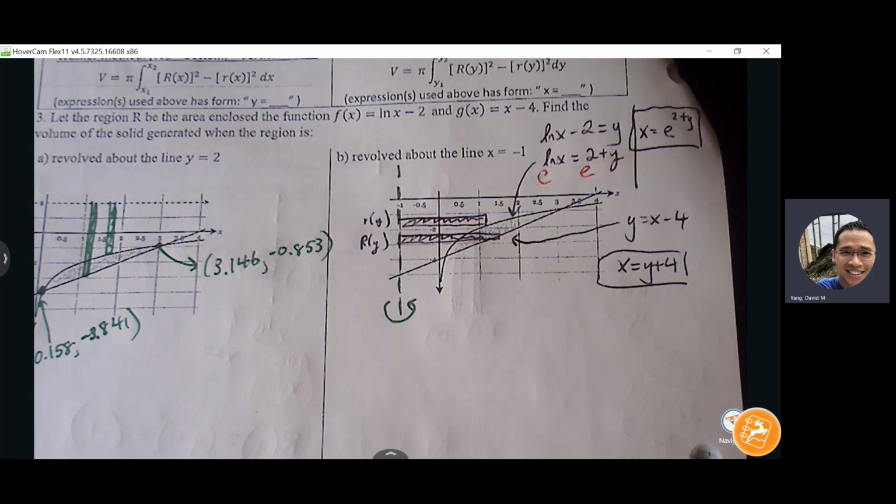So I know the equations provided for me, the natural log of x minus 2 and x minus 4, are the ones that I want to use for the washer method, but the form is not correct. I have to rewrite the equation.